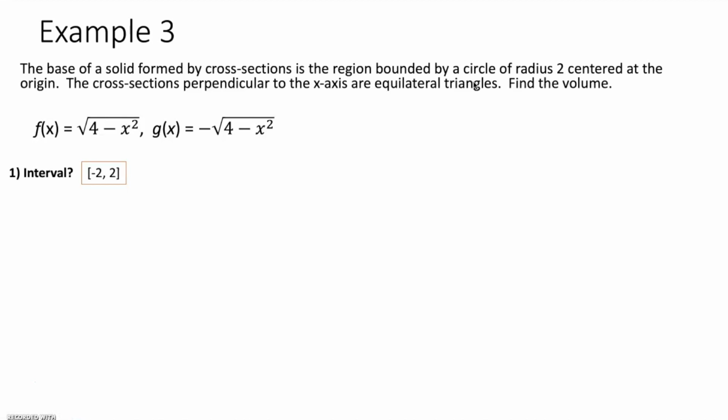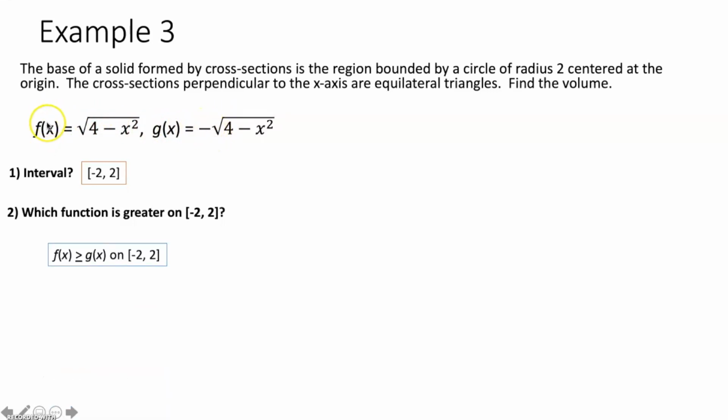So remember, the length of one of the sides is going to be the distance from the top of your circle to the bottom of your circle, meaning it's going to be the distance between f of x and g of x. So we have to determine which is the upper function on this interval and which is the lower function. Well, we already know. We saw f of x, where it's the positive square root of 4 minus x squared, is above g of x, which is the negative square root of 4 minus x squared. So f of x is going to be greater than or equal to g of x on this given interval.